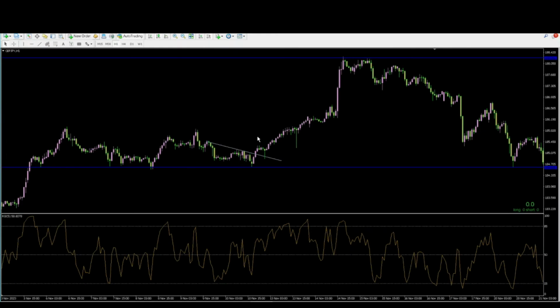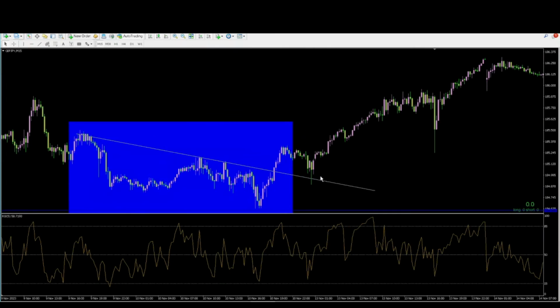So what I will do, I will switch to a lower time frame like M15 here, and I will highlight this area on H1 just to make sure that we are looking at the right chart, right candles right here. So let me switch over to M15. As you can see, this is the M15 chart.